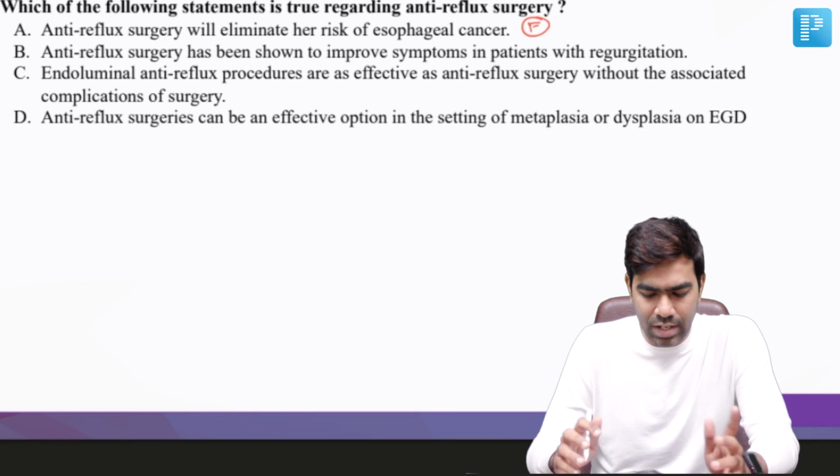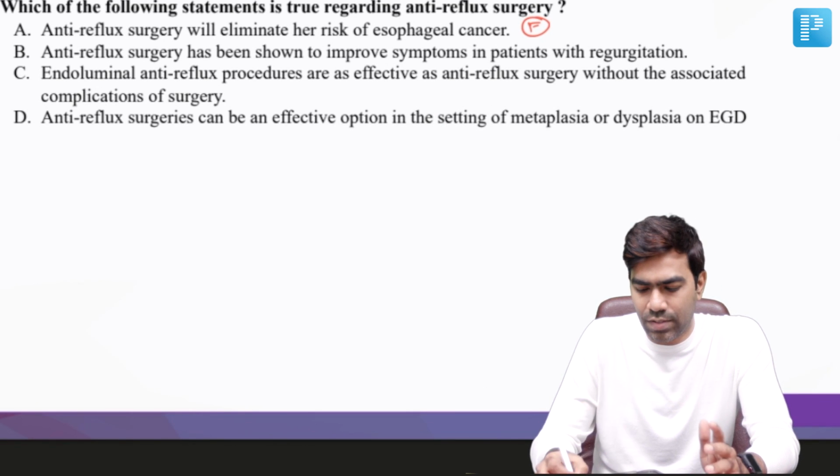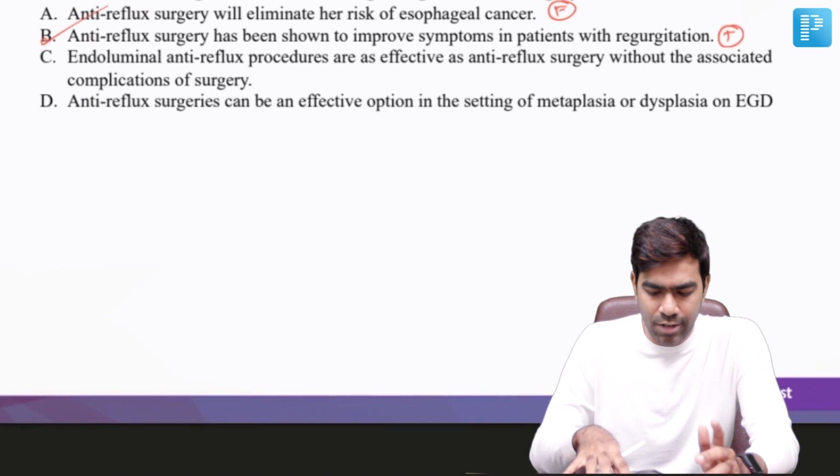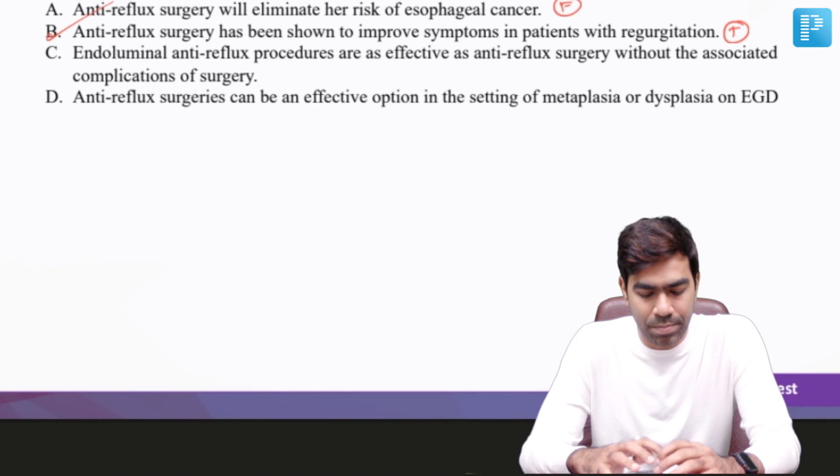There is no role for PPIs or anti-reflux surgeries, which is going to cause regression of the Barrett's mucosa or eliminate the risk of esophageal cancer. That's a false statement. Anti-reflux surgery has been shown to improve symptoms in patients with regurgitation. That's what I've been talking about. It's a very true statement. So the right answer for this question is going to be option number B.